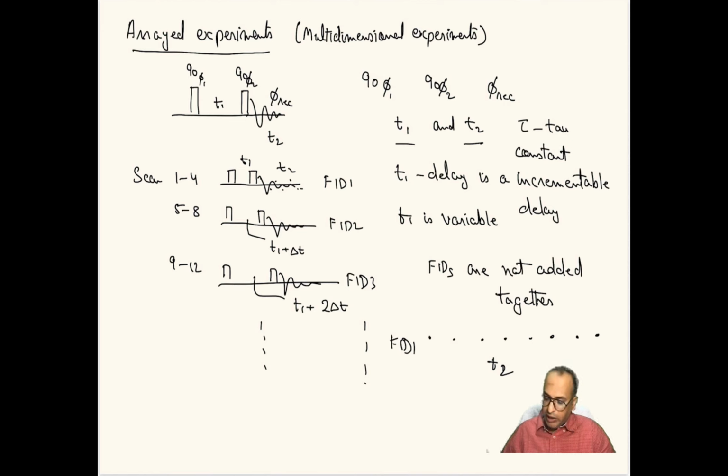Now when we have the second FID, let me go to the second page. So let's say these are some numbers as a function of t2. This is FID1. Similarly, we store FID2 at a different location, which forms the second set of numbers.